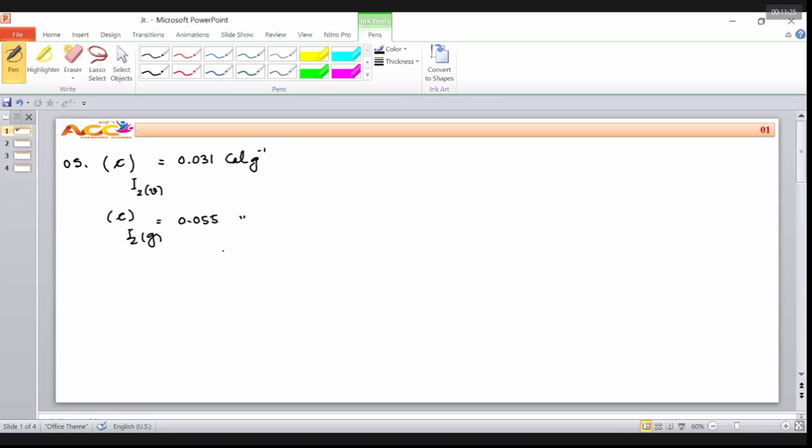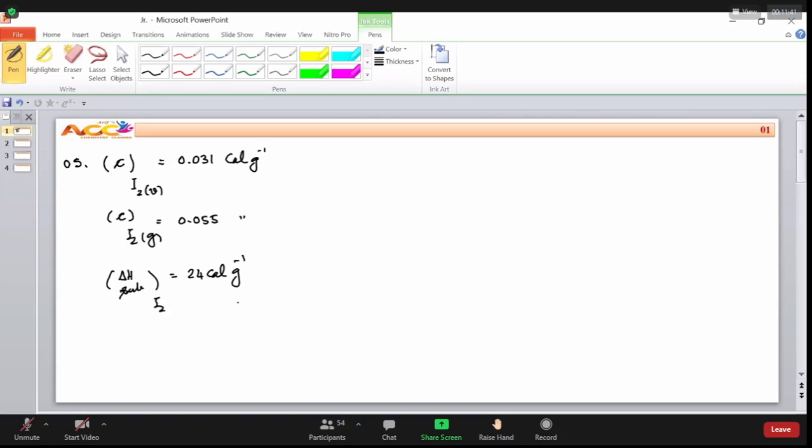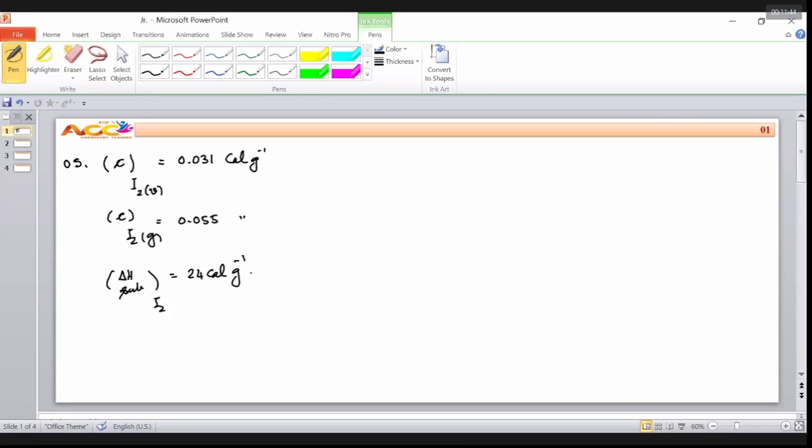Full stop. If the heat of sublimation, enthalpy of sublimation of iodine, is 24 calories per gram at 200 degrees centigrade, find its value at 250 degrees centigrade. Okay, this is the question.